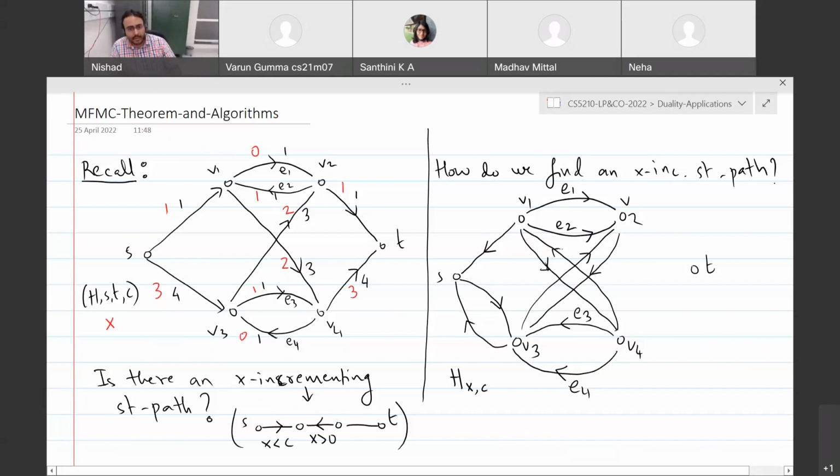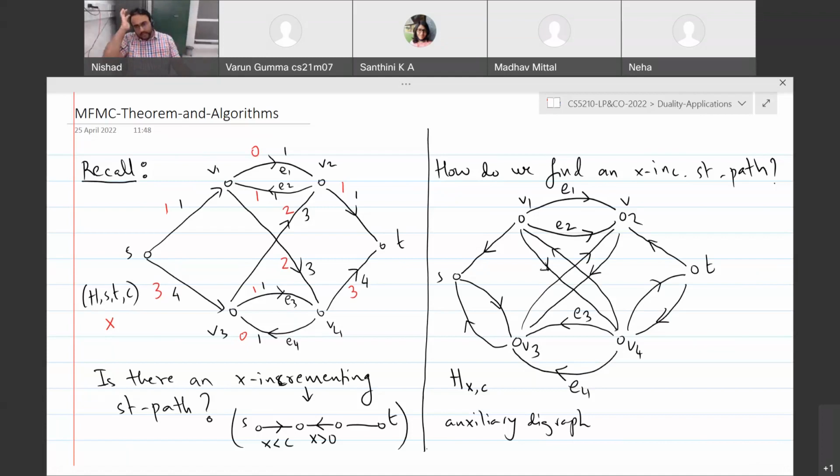And V2 to T, it's only going to be in the reverse direction because it's already at full capacity. And V4 to T is going to be both ways. Okay. And this is what we are going to call the auxiliary digraph. I will denote it as H_{x,c} because using x and c, we can construct it. Are there any questions or concerns regarding the definition?